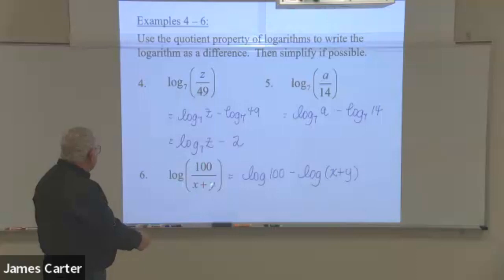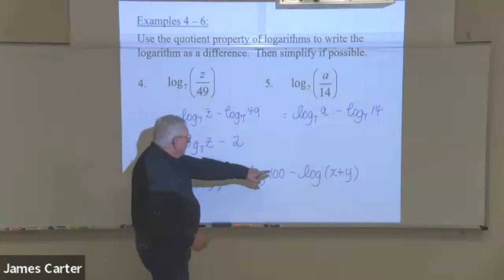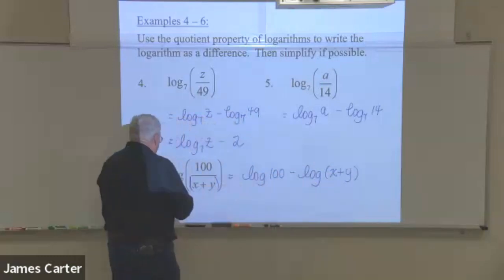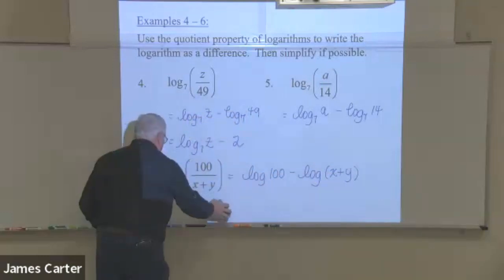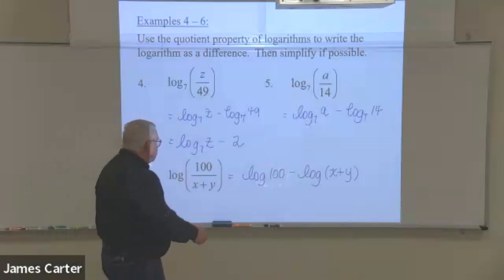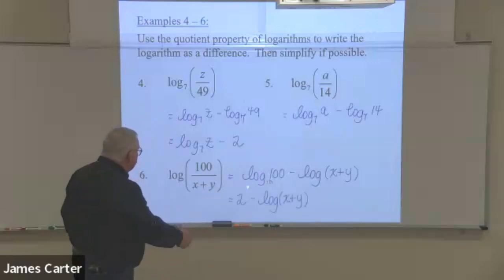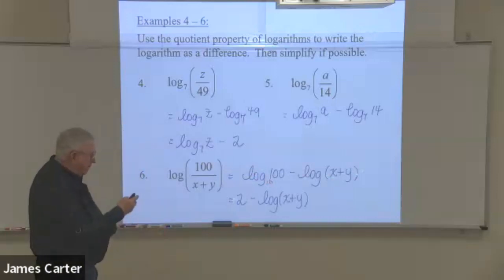What about this one? Here's my log of 100. And then these are a plus, so I've got to treat them like they have a parentheses here: minus log of x plus y. We can't do anything more with that. Oh, actually, we can do more with this, because this is a hidden log base 10. So log base 10 of 100 gives you a second power. So this front part is equal to 2 minus the back part.